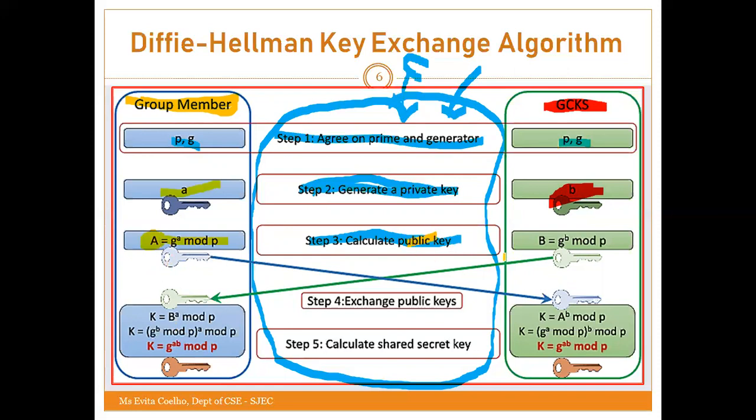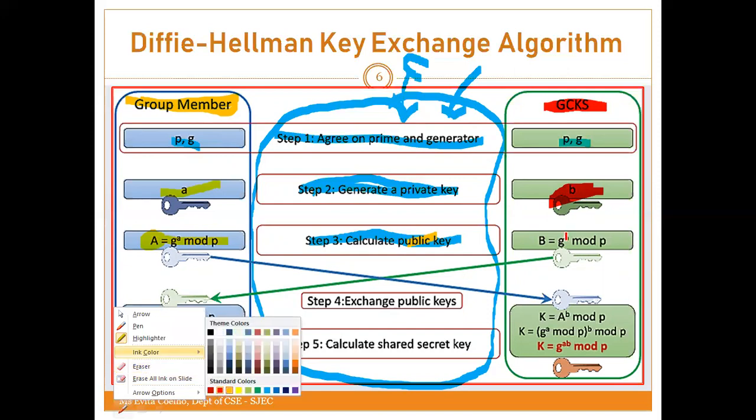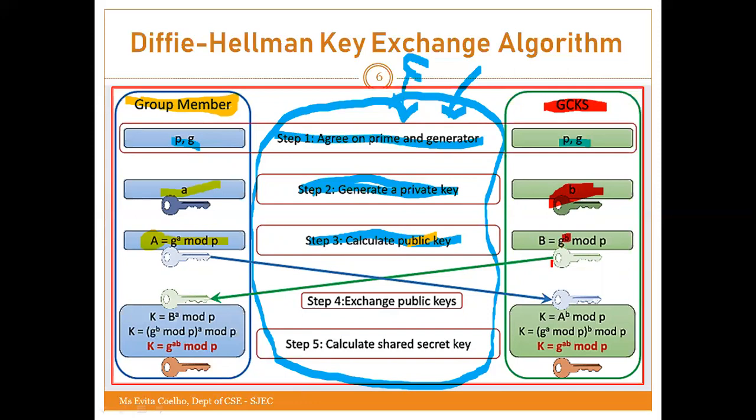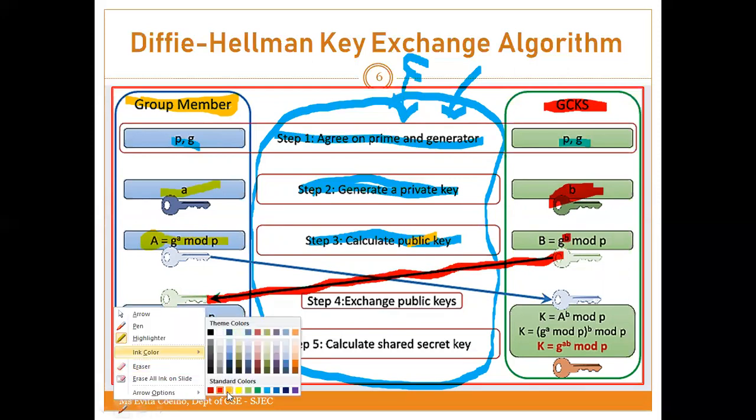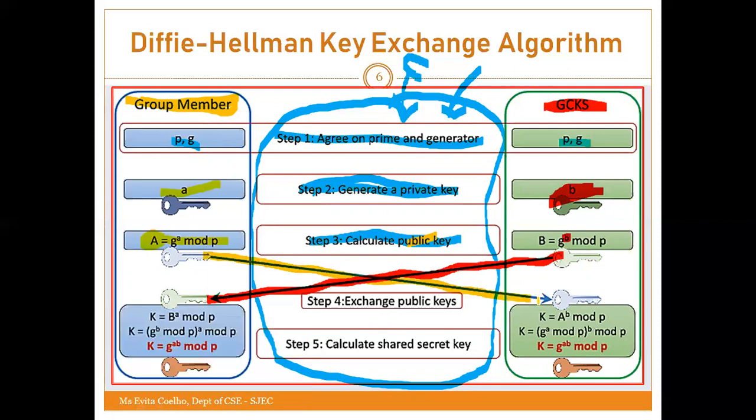What does Bob do? Bob goes back and does the same computation. That is, he uses the same generator G, this time raises it to his own private key. What is Bob's own private key? Bob's private key is nothing but b. So you can see Bob has raised G to b, performed the modular arithmetic using P, which is a large prime number which both Alice and Bob know. And what do they do after that? Once Bob computes his public key, he sends it over to Alice using this network. And once Alice computes her public key, she's going to send it to Bob over the network.